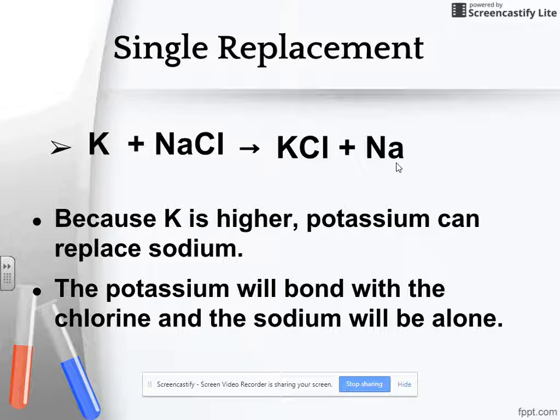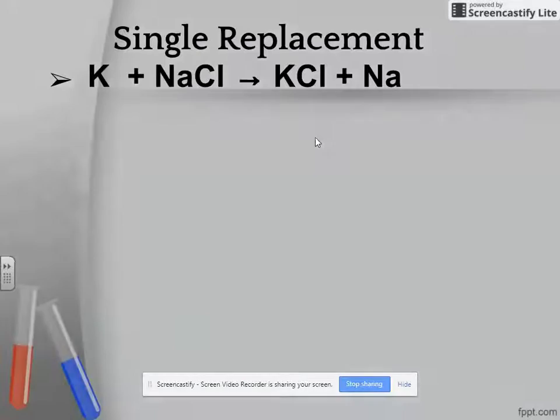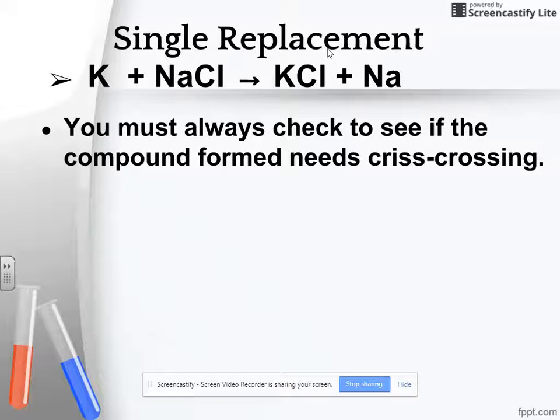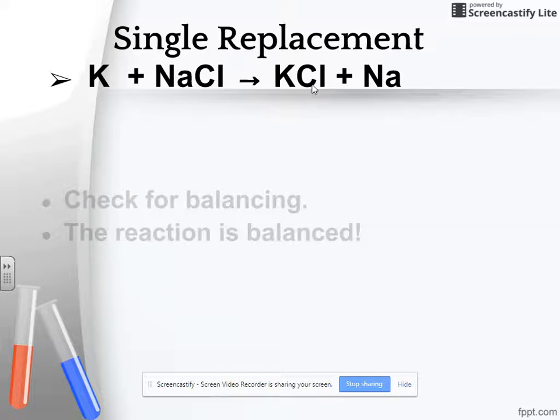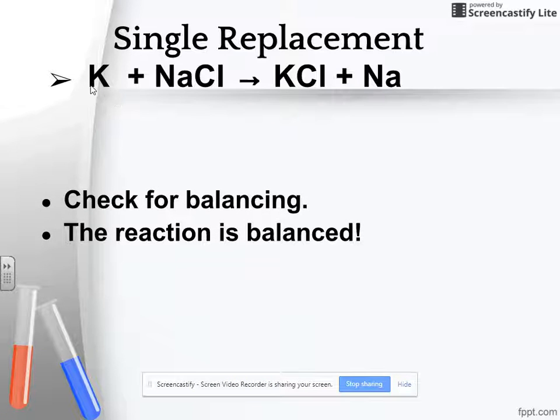See how sodium is by itself, and now we have potassium chloride together. So we now have a compound. Don't forget to swap and drop, and remember that you have to check that this has been swapped and dropped. So +1, -1, turns out we're okay. We should also last check for balancing. In this case, it's already balanced.